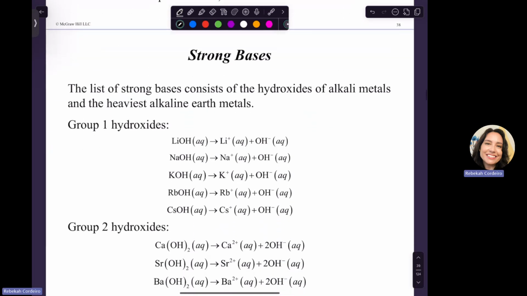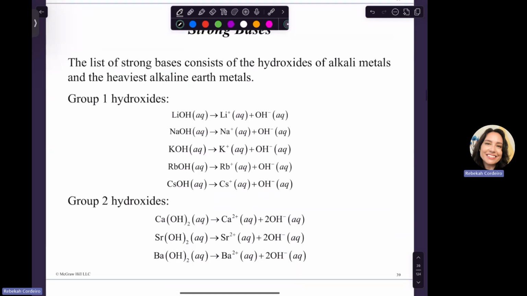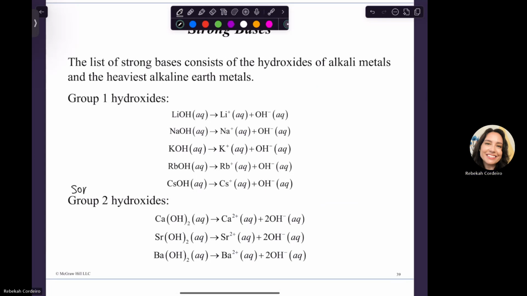Here's a list of strong bases. So we have basically any group 1 hydroxide, and then only some of the group 2 hydroxides. They will be strong bases. And notice that some of them have mole ratios where if you have a certain amount of this, you're going to have 2 hydroxides. So be aware of those mole ratios.